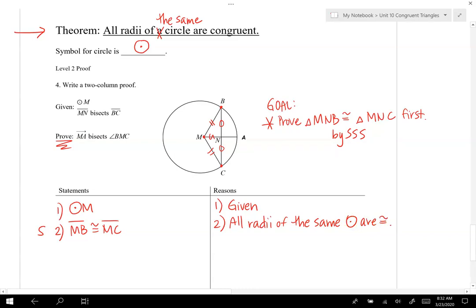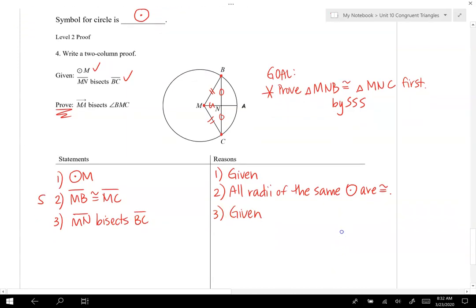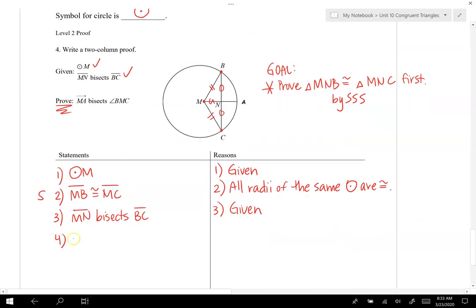Okay, I'll go with my second given. Segment MN bisects segment BC, given. Like that reason a lot. Well, that just meant that segment BN is congruent to segment NC. Well, what does bisect mean? Well, remember, bisect means to cut something in half.